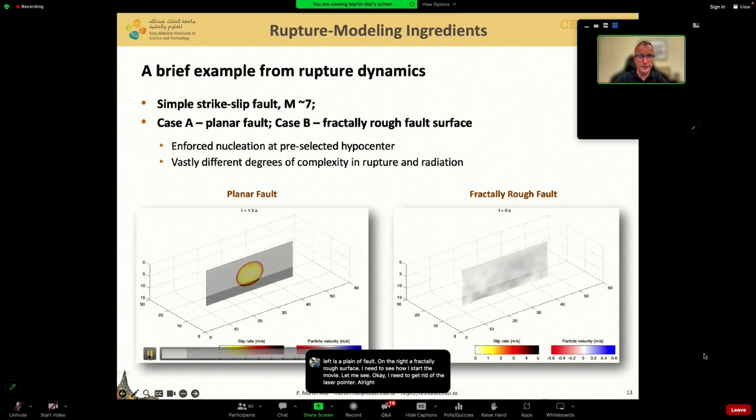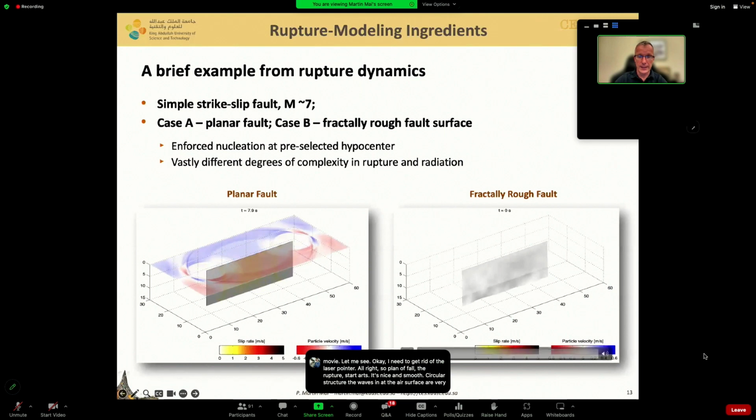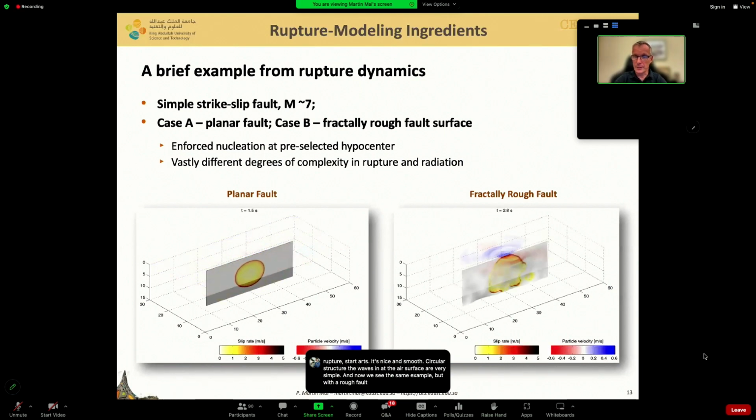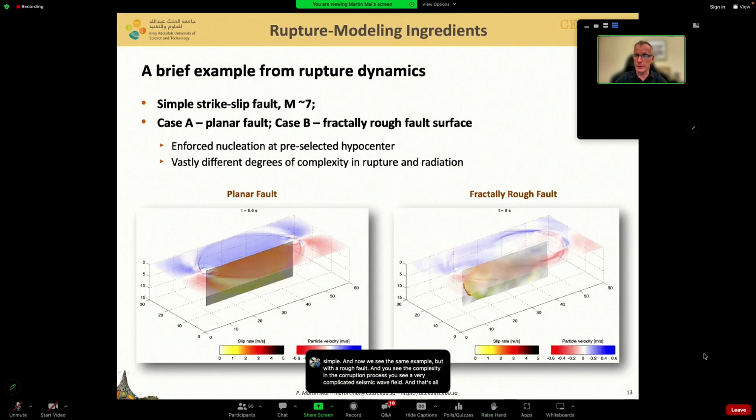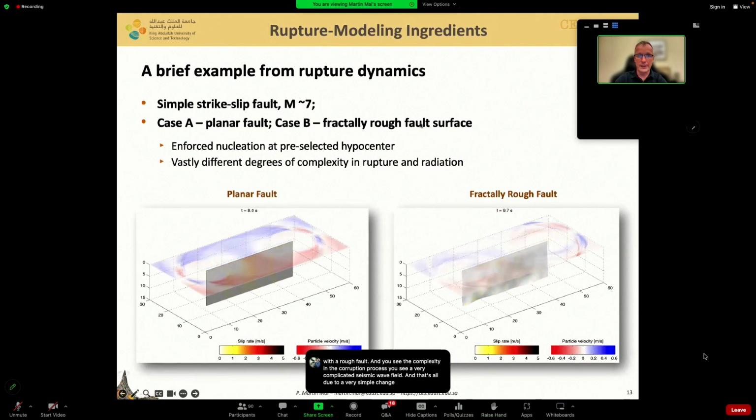All right, so a planar fault, the rupture starts. It's nice and smooth, a circular rupture. The waves at the air surface are very simple. And now we see the same example, but with a rough fault. And you see the complexity in the rupture process. You see a very complicated seismic wave field. And that's all due to a very simple change, namely that now the fault plane has a small roughness.